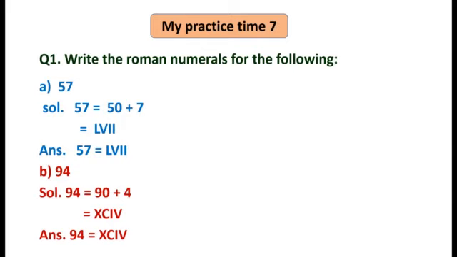The second question you can see 94. 94 can be written in expanded form as 90 plus 4. So 90, you know that children, we cannot write 10 times 9 times X, or we cannot write 50 plus 40. So for that, what we have to do, we can write it as 100 minus 10, as X can be subtracted from C. So X is the value of 10 and C has the value 100. So we will write XC.